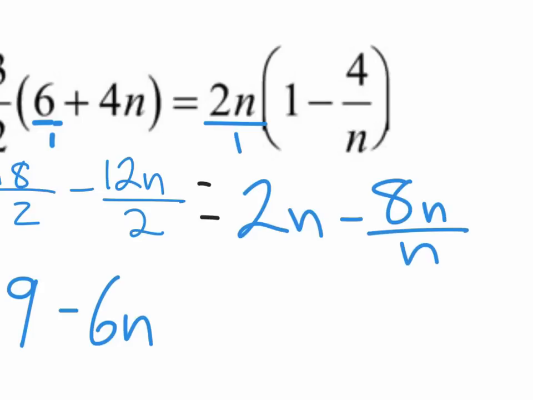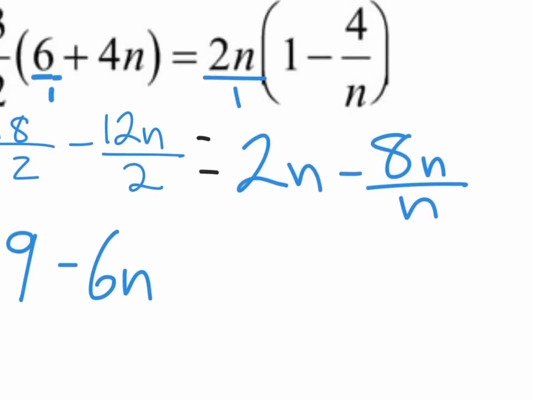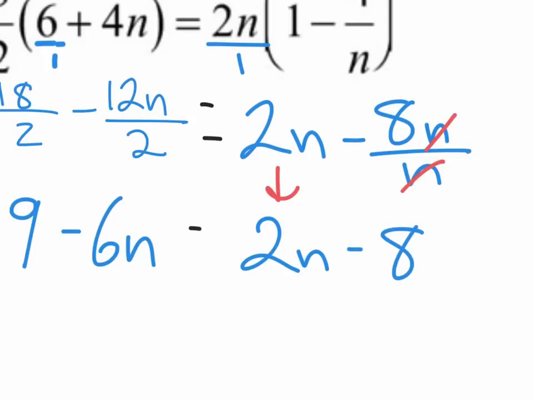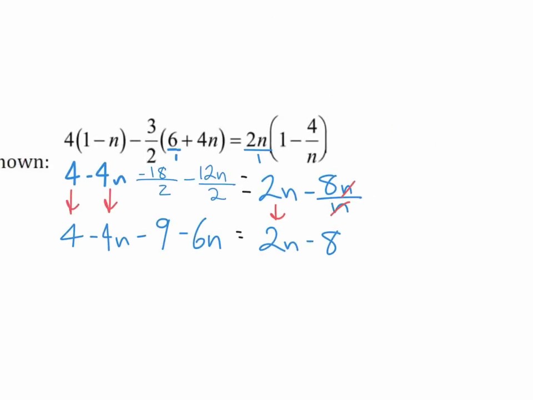Alright, so now let's simplify this a little bit further. When we're looking at this, we can't simplify 2n anymore. We'll simply just bring this down. So we've got 2n and negative 8n over n. The n's just cancel out, so we're left with simply negative 8. Alright, and let's zoom out to see where we are in this problem.